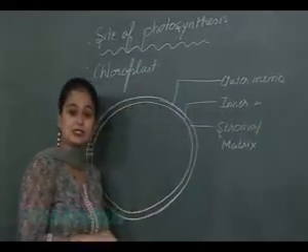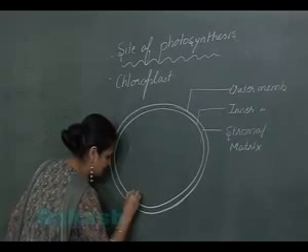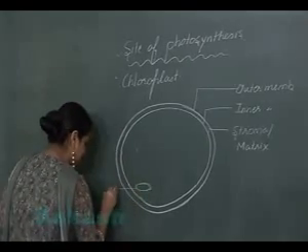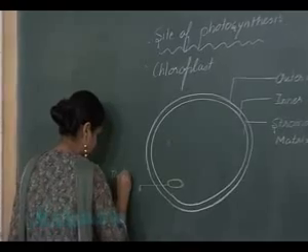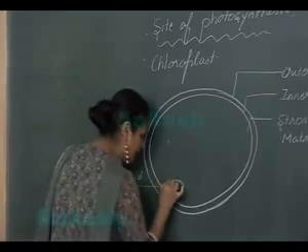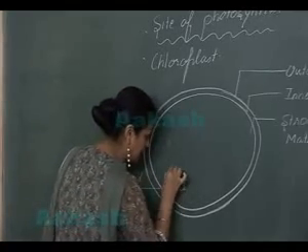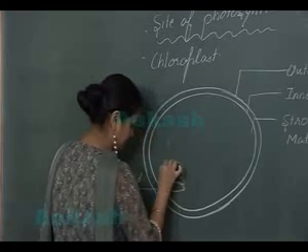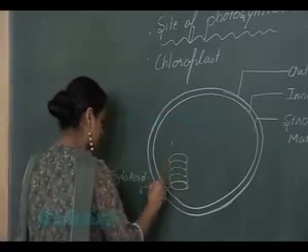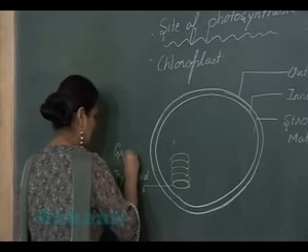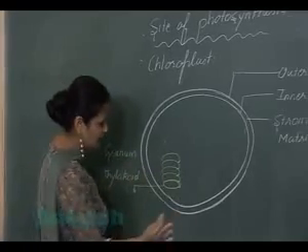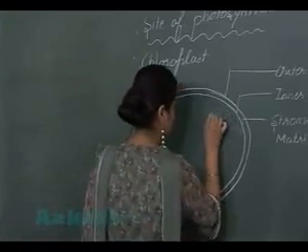In the matrix, there is presence of sac-like structures. So you know these sac-like structures, they are thylakoid. Now the thylakoids, they are stacked one above the other, and this structure which is formed, this complete structure, this is known as granum. Singular is granum and plural is grana, right? So several grana, they are present in the chloroplast.